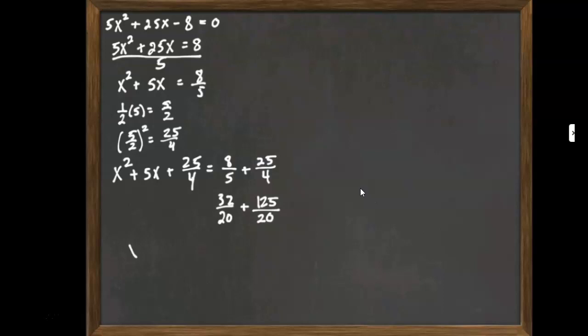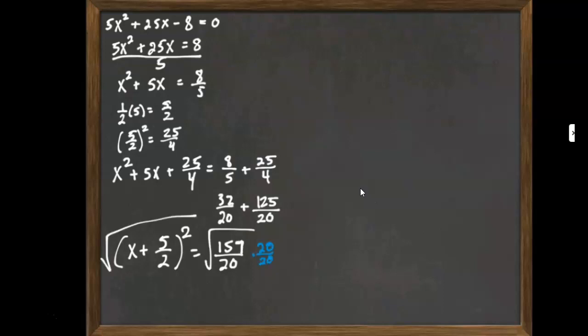Okay, and so now simplifying, on the left-hand side, I just go ahead and factor: x plus 5/2 quantity squared equals, and now we can just add, and that becomes 157 over 20. At this point, we've done the completing the square process. What remains now is to solve this equation. We solve it by using our square root property. So we apply the square root to both sides.